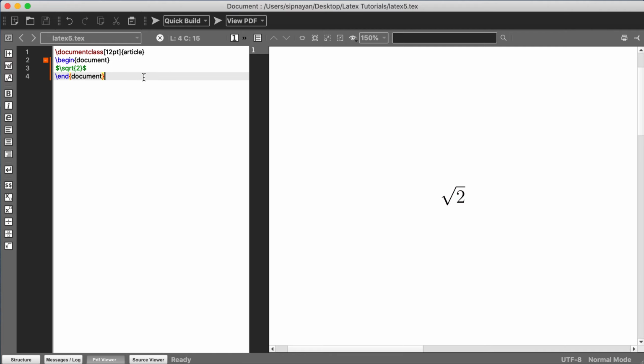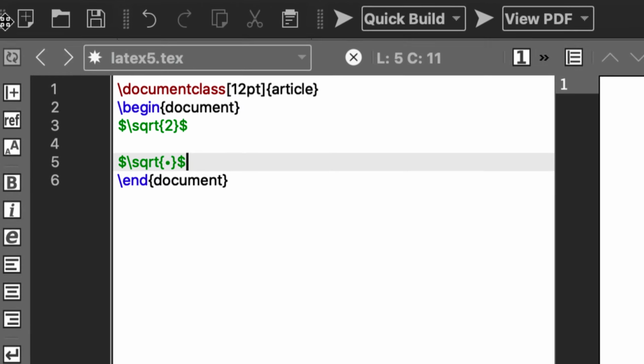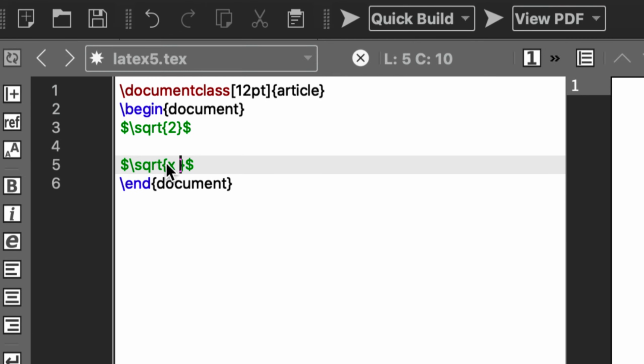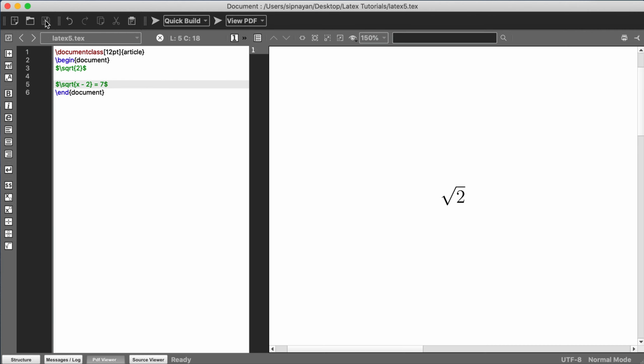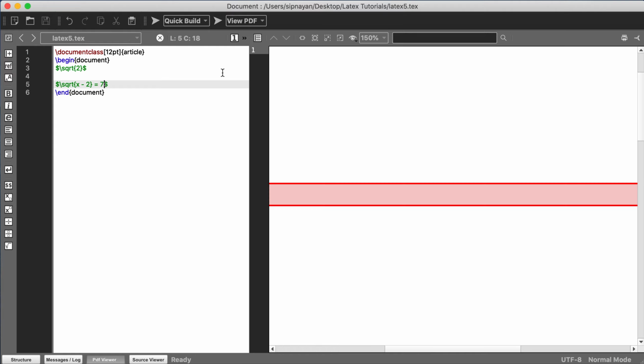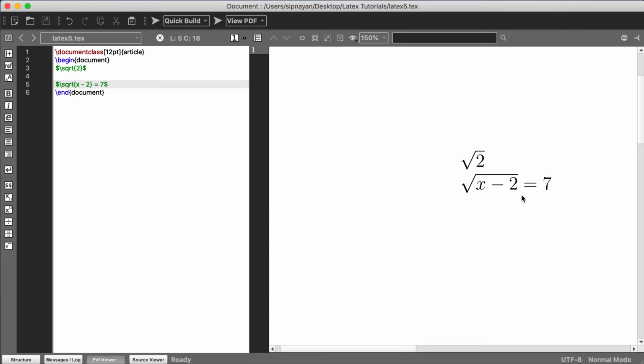Paano naman kung square root of x minus 2 is equal to 7? Yung x minus 2 is under the radical sign. So square root of x minus 2. So yung x minus 2, since nasa loob siya ng radical sign, dapat nasa loob siya ng curly brackets natin. This is equal to 7. Okay, so tingnan natin. The square root of x minus 2 is equal to 7.